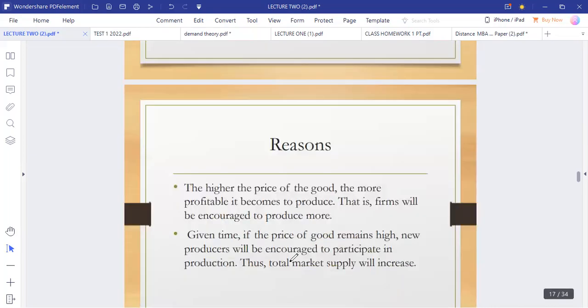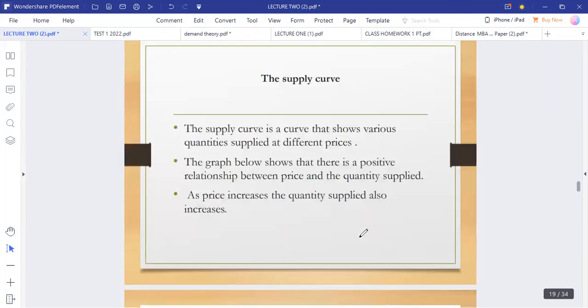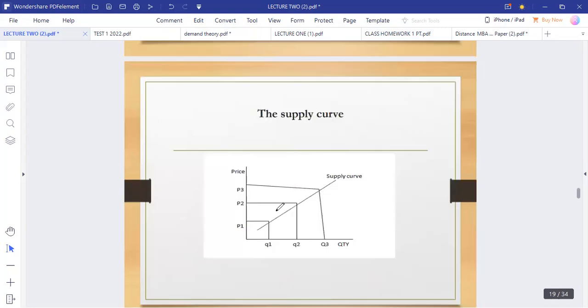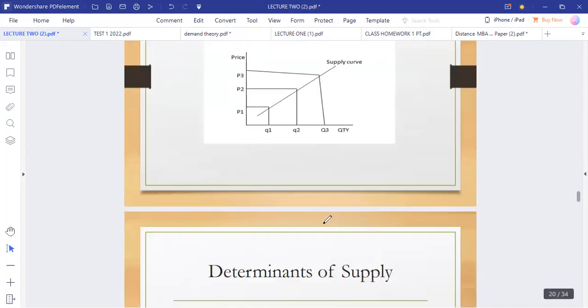So the reasons are, number one, a higher price is more attractive or profitable. So this means that firms will be encouraged to produce more. This happens with FRA: whenever they declare a good price, more farmers are willing. Also, at a given time, if the price remains high, new producers will be encouraged to participate, and therefore production will be higher and the total market supply will increase. So the supply curve looks like this. For every increase in price, there'll be an increase in quantity supplied.